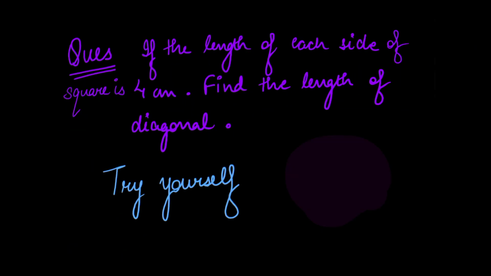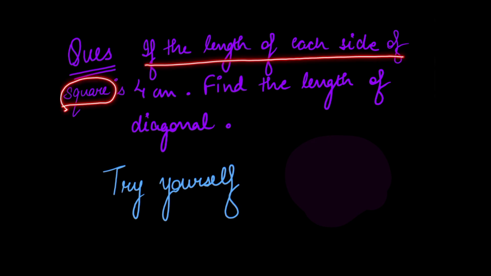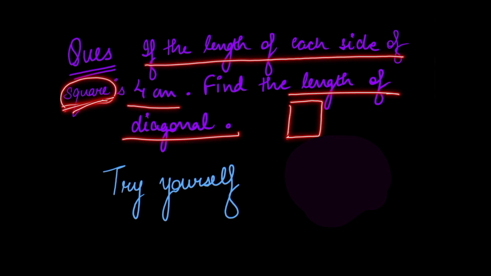Now we have one more practice question. If the length of each side of a square is 4 centimeters, find the length of a diagonal. What is a square? A square is a four-sided figure with all four sides equal, and the length of the diagonal you can find out yourself.